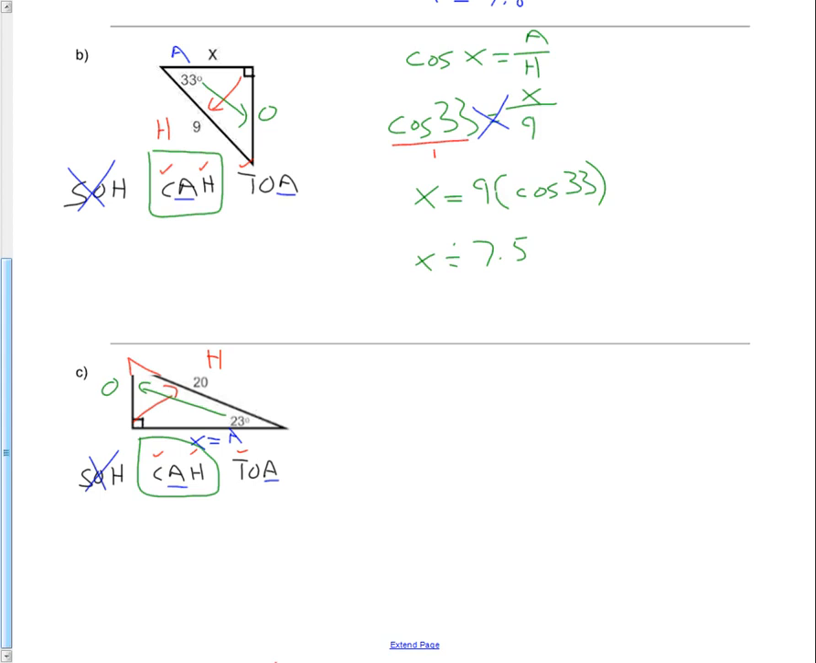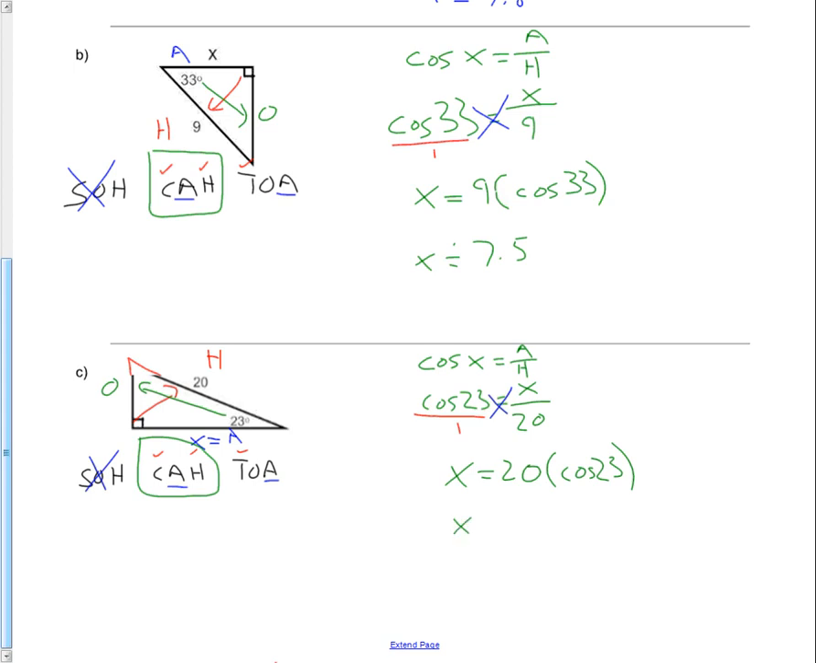Okay, so now that I know I've got to use my cosine ratio, just like I did up top here, I'm going to put in cos of the angle is equal to the adjacent divided by the hypotenuse. So now I'm going to substitute in my angle. My angle happens to be 23 degrees. And that's equal to the adjacent side length, which is x, divided by the hypotenuse, which is 20. Again, I can write cos 23 as cos 23 over 1. And then I'm going to cross multiply. So I'm going to do cos 23 times 20 and x times 1. So that leaves me with x is equal to 20 times cos 23 degrees.